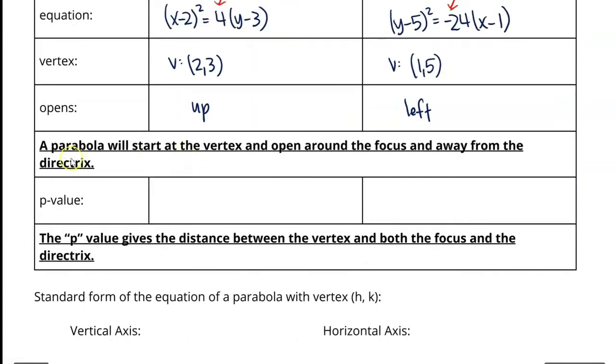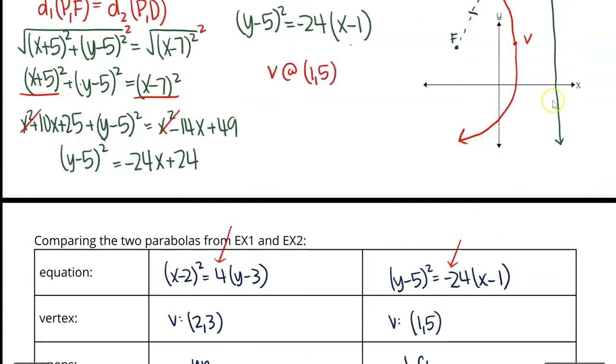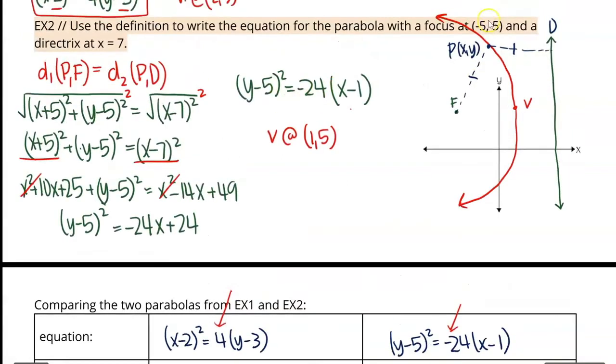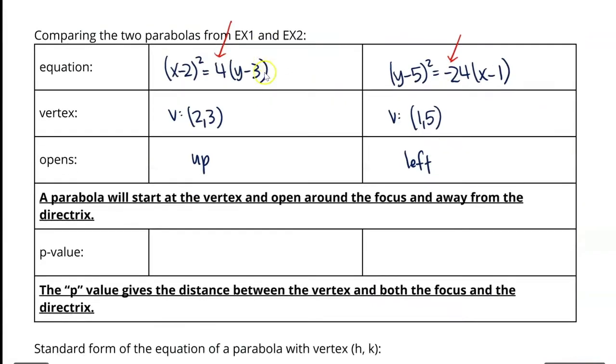Okay, and what I mentioned before is that a parabola will start at the vertex and it opens around the focus and away from the directrix. So if you know where the focus and directrix are, you can sketch a parabola. And if they're far apart, like these ones, it's going to be a wide parabola, okay? Because I needed to make those segments a little bit more equal, so I had to make my parabola a little bit wider. This one doesn't look terrible, but you can see that the focus and the directrix are closer together, and the parabola is going to be a little bit skinnier. So it helps you with the shape as well.